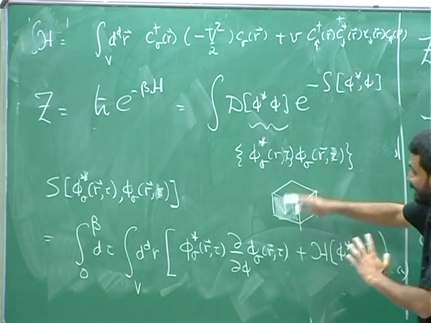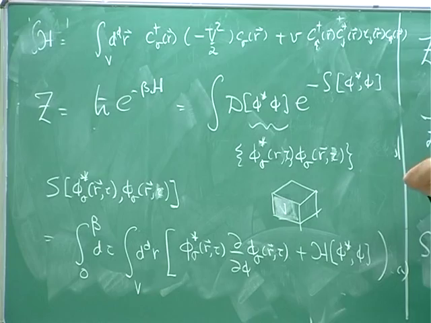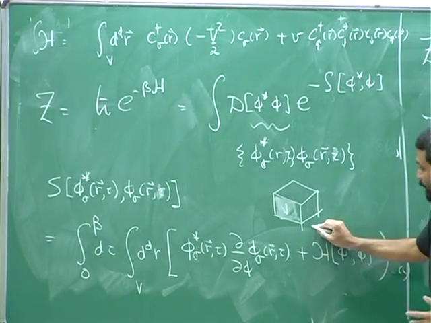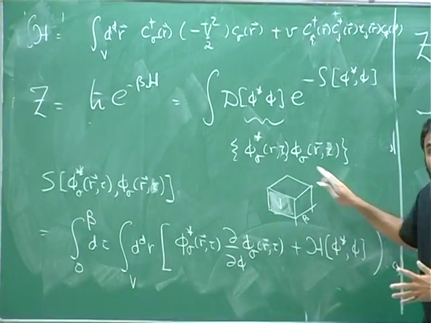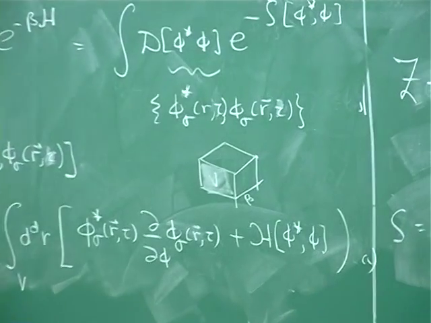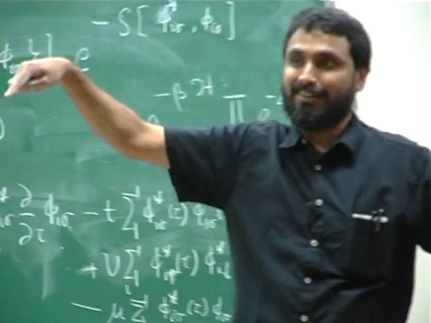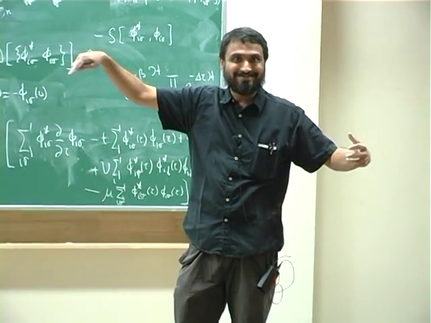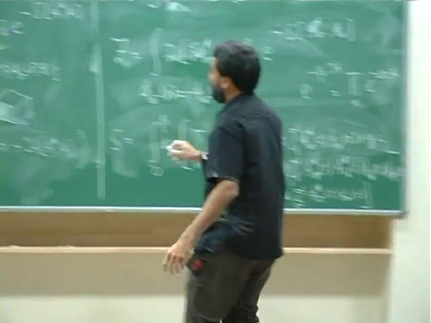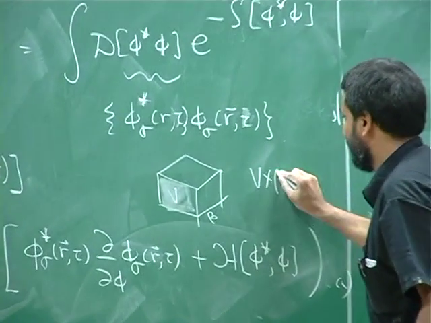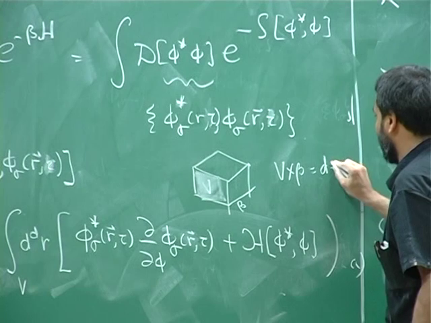So I have now made this problem into a problem in one additional dimension, so what is that? That is beta. So the volume of this d+1 dimensional space is V times beta. Right? So it is V times beta. So this is a d+1 dimensional space.